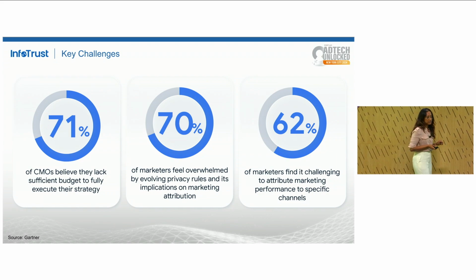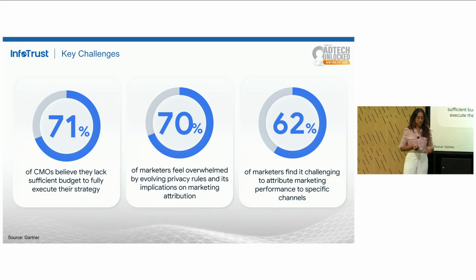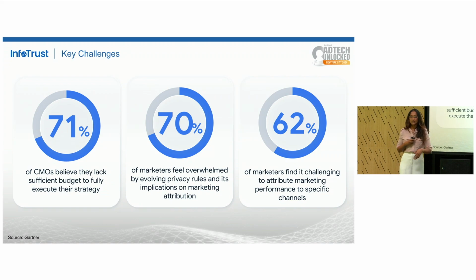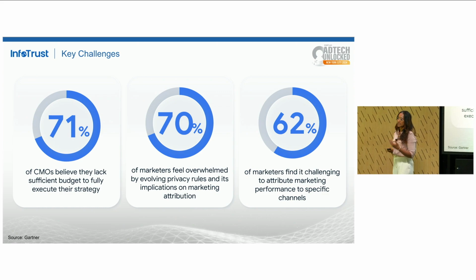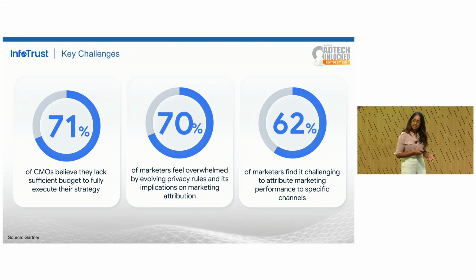We're aware that according to Gartner, 71% of CMOs believe that they lack sufficient budget to fully execute their strategy. What this means is that with limited budgets, digital marketers have to maximize results. Now, 70% of marketers feel overwhelmed by evolving privacy rules and their implications on marketing attribution. What this means is that due to the evolving privacy rules and regulations that they have to continuously keep up with, you have less data signals, essentially less data to work with.